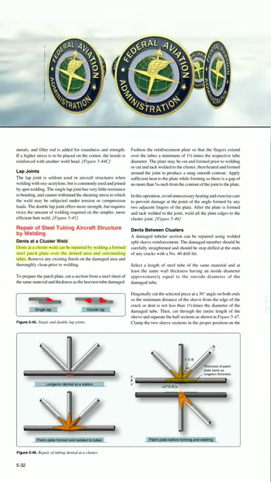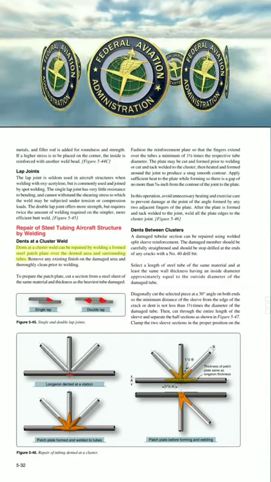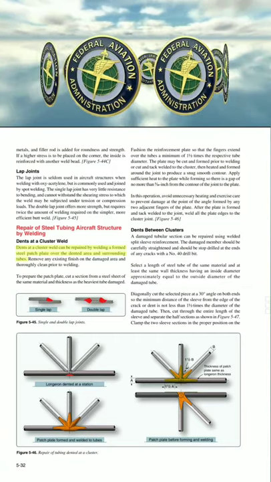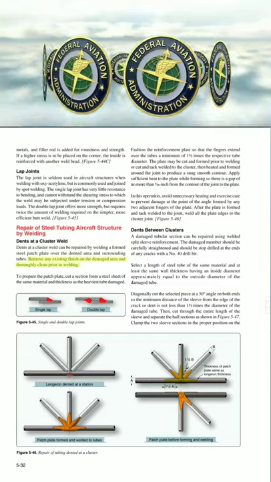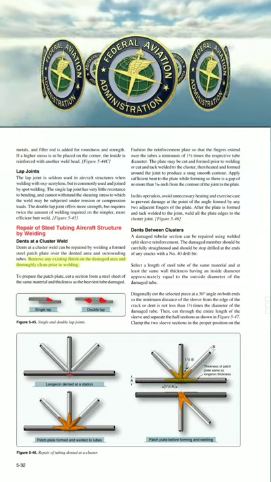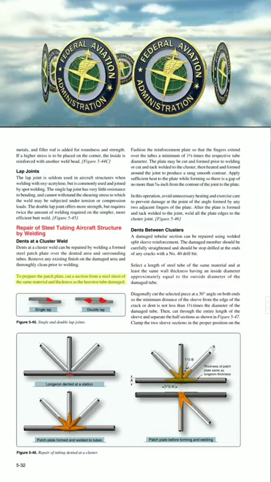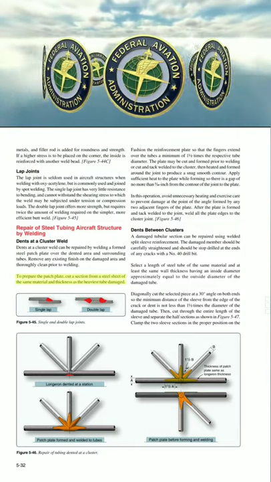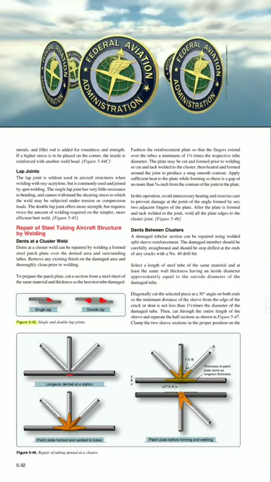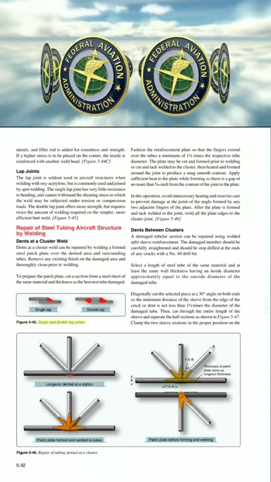Figure 5-45. Repair of steel tubing aircraft structure by welding. Dented cluster weld. A dented cluster weld can be repaired by welding a formed steel patch plate over the dented area and surrounding tubes. Remove any existing finish on the damaged area and thoroughly clean prior to welding. To prepare the patch plate, cut a section from a steel sheet of the same material and thickness as the heaviest tube damaged. Single lap, double lap. Figure 5-45. Single and double lap joints.